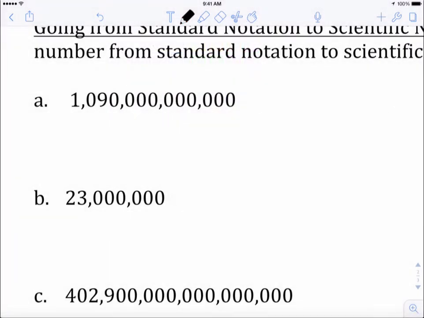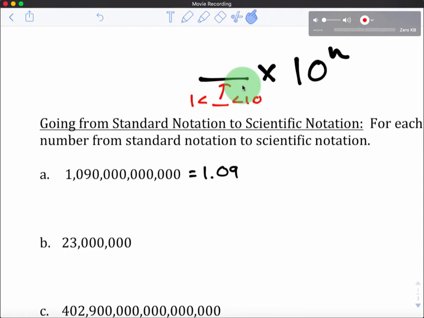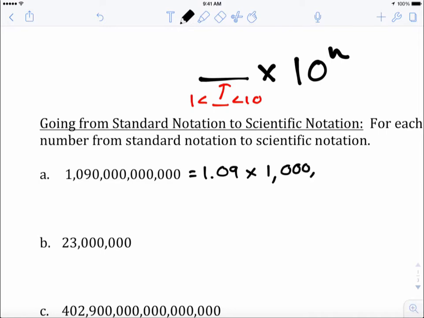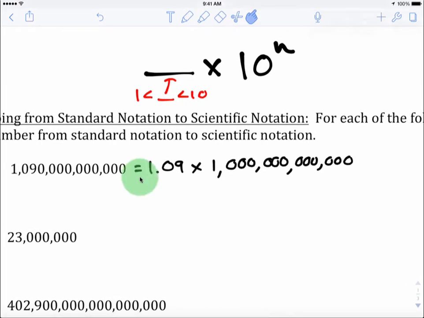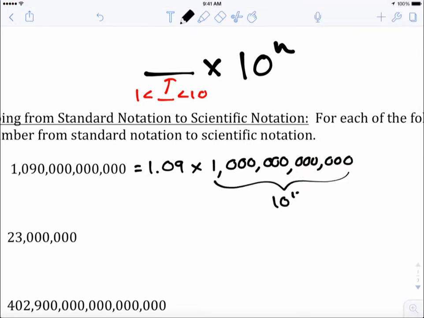I'm going to take a moment to first write this as 1.09. Remember, we're looking for a number between 1 and 10. This is 1.09 times, well, a trillion, right? I might almost call this 1.09 trillion. And a trillion is 1, 2, 3, 4, 5, 6, 7, 8, 9, 10, 11, 12. Okay, so we have 1.09 times a trillion. Note to self, 1 trillion is 10 to the 12th power.